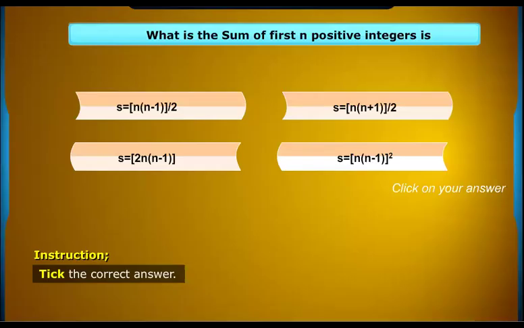As we have seen some examples about finding sum of first n terms of an AP, now let's work out an activity. What is the sum of first n positive integers? Tick the correct option and click Done.